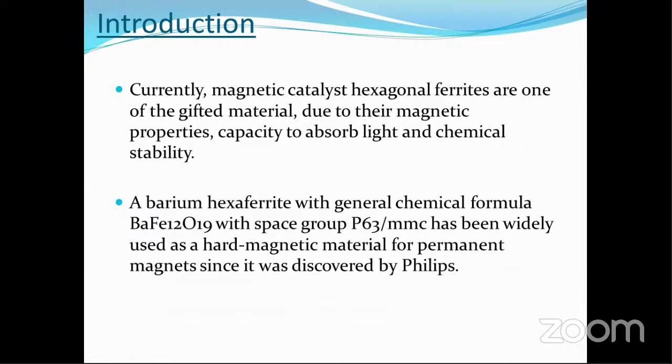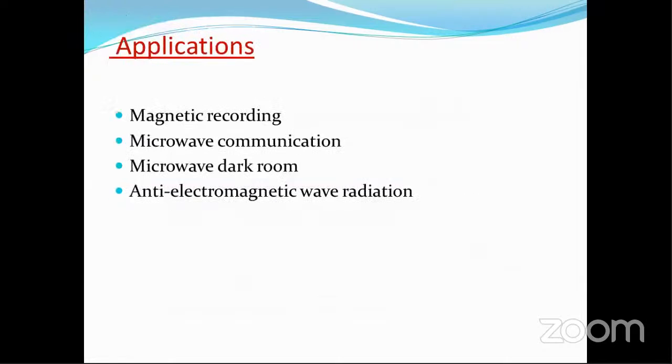A barium hexaferrite with the general formula BaFe12O19 and the space group P63/mmc has been widely used as a hard magnetic material for permanent magnets since it was discovered by Philips. There are some applications of hexagonal ferrite: magnetic recording such as magnetic strips on credit cards, microwave communication, microwave darkroom, and anti-electromagnetic wave radiation, because of its large coercive force due to the magnetocrystalline anisotropy, fine grain structure, and excellent chemical stability.